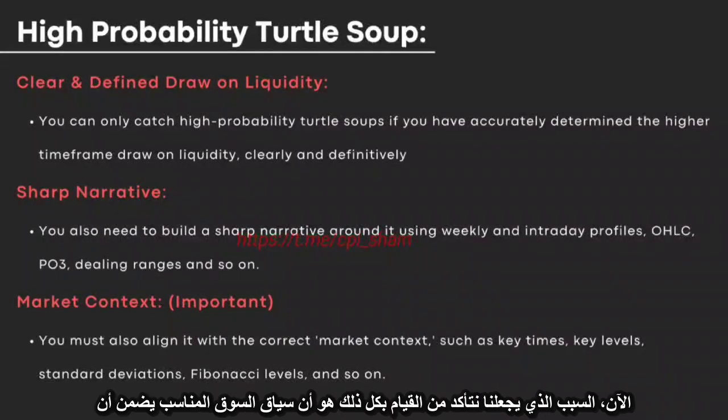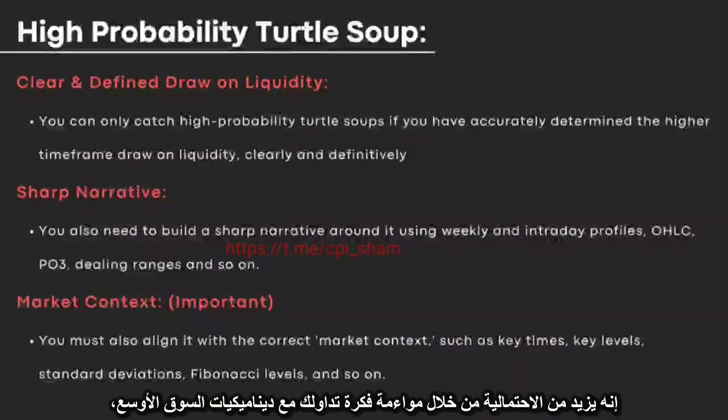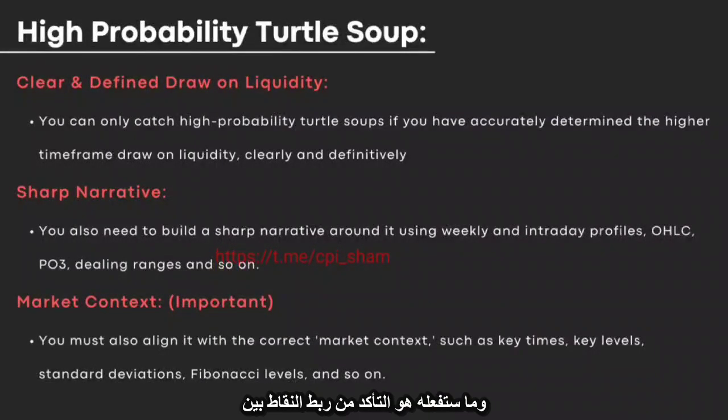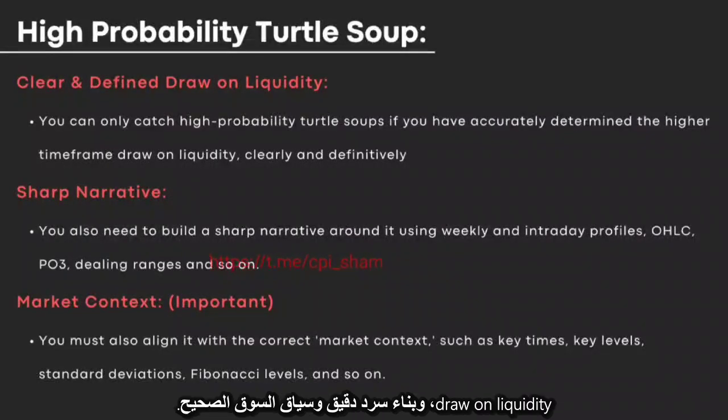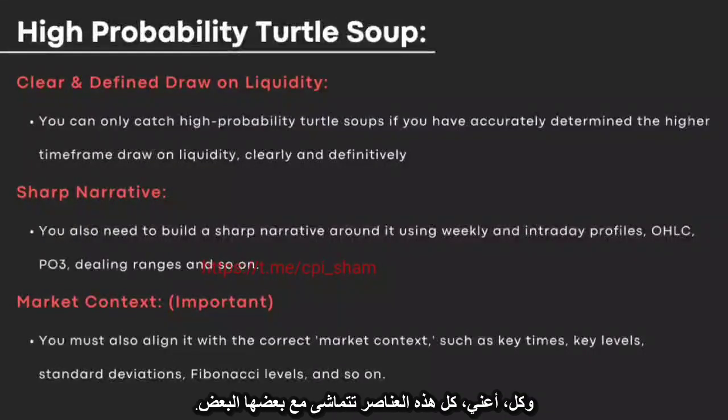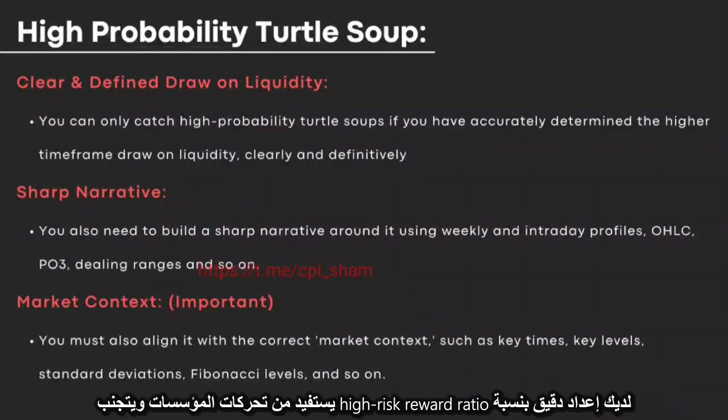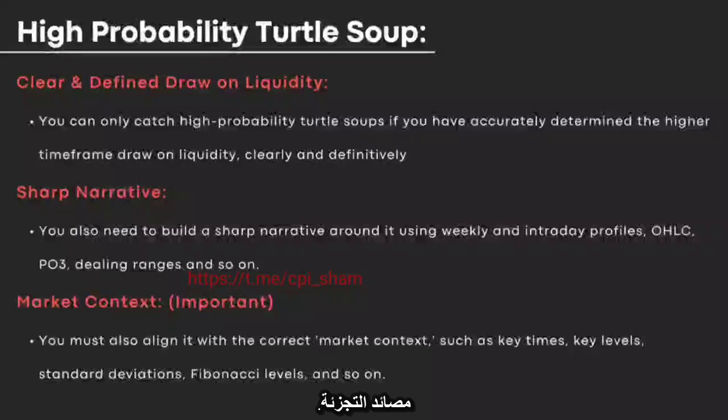Now, the reason we make sure to do all of that is because proper market context ensures your setup isn't random, right? It increases the probability by aligning your trade idea with the broader market dynamics. And what you're going to do is make sure to connect the dots between the drawn liquidity, building a sharp narrative in the correct market context. And when all these elements align with each other, you have a precise, high risk reward ratio setup that leverages institutional moves and avoids retail traps.